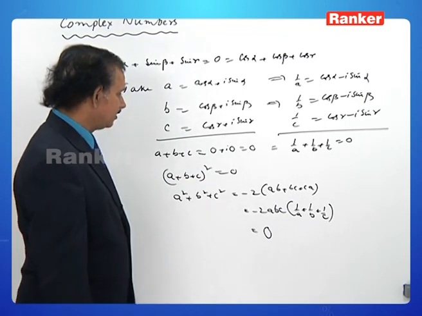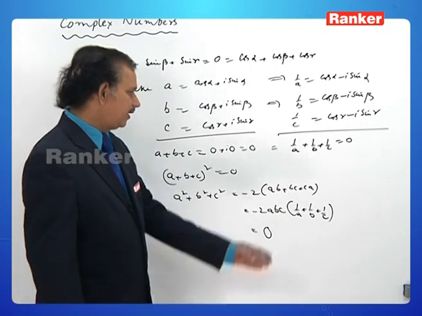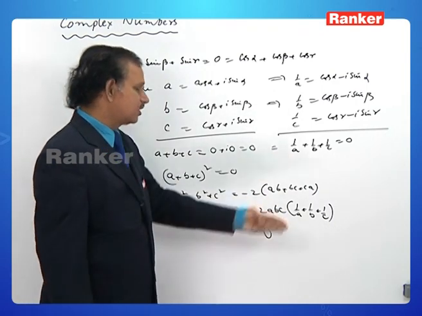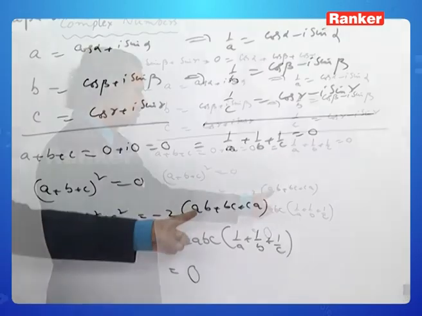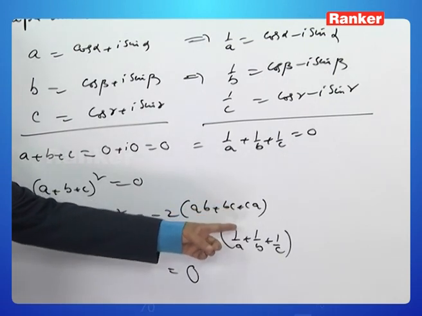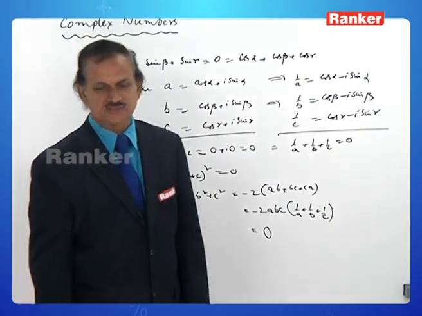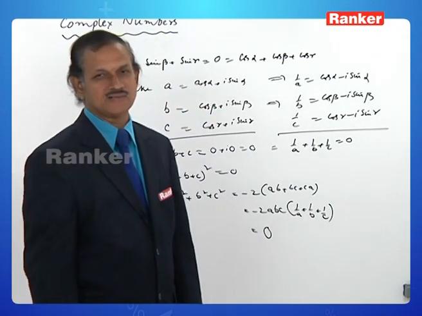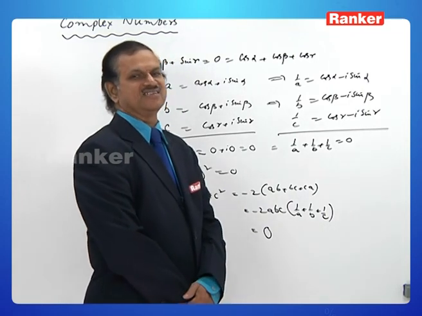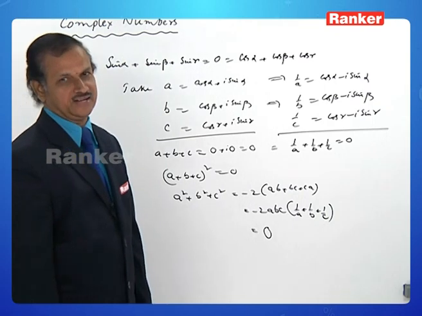Moreover, from this you will be having AB plus BC plus CA is also 0. Why? AB plus BC plus CA is nothing but ABC into 1 by A plus 1 by B plus 1 by C, which is 0. Hence it is 0. That is cis alpha into cis beta plus cis beta into cis gamma plus cis gamma into cis alpha is 0. That is cis alpha plus beta plus cis beta plus gamma plus cis gamma plus alpha is equal to 0. Thereby sigma cos alpha plus beta is 0 and sigma sin alpha plus beta is 0. You could have had 4 results again.